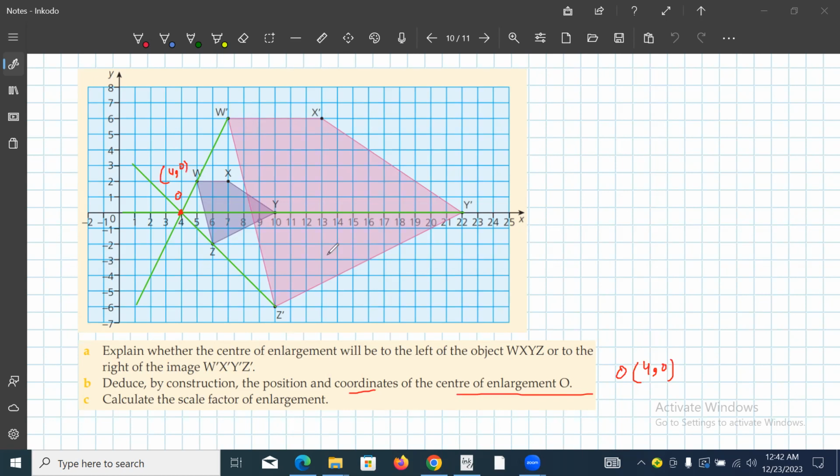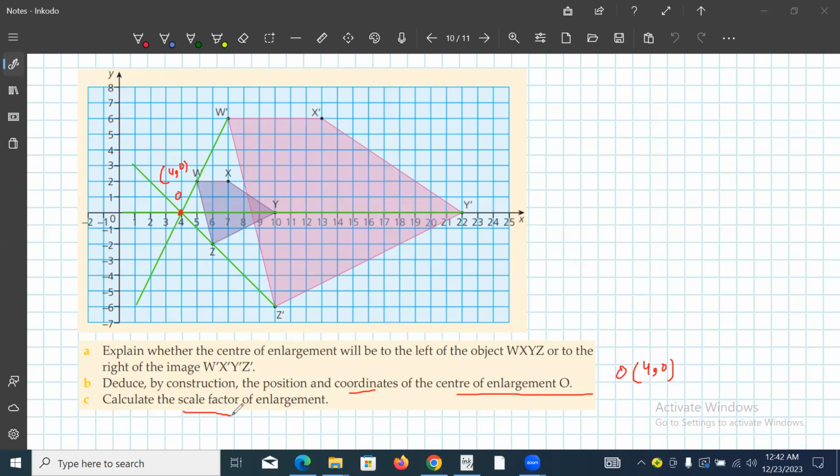But if the scale factor is between 0 and 1, then the image is smaller than the object. That we will discuss in part 2 of enlargement, as well as negative enlargement. For example, if we have a negative scale factor, how do we find such an enlargement? The rule is the same, but the center is always between the image and the object. So that we will discuss in video number 2 or part 2.